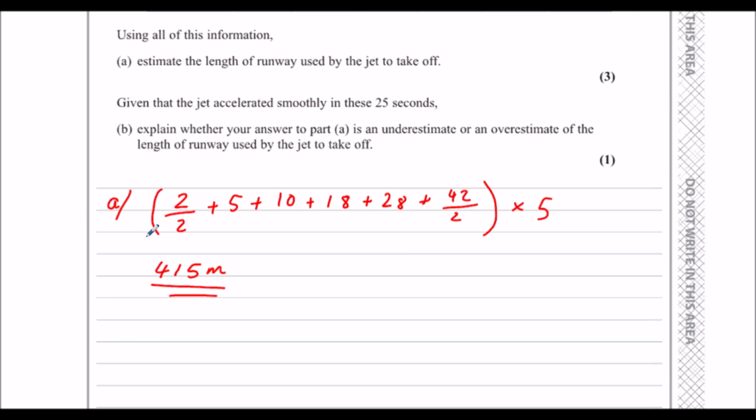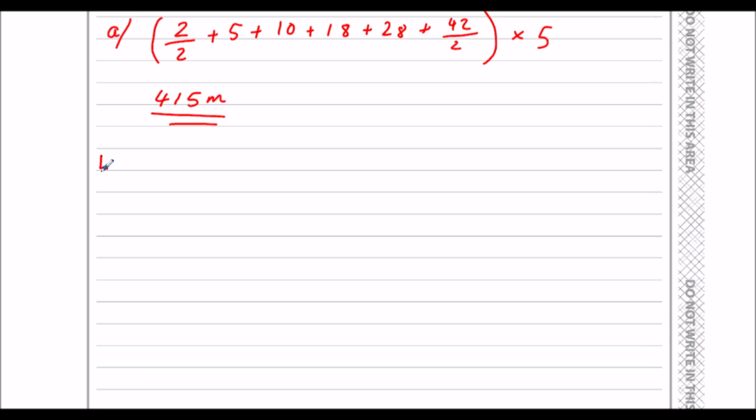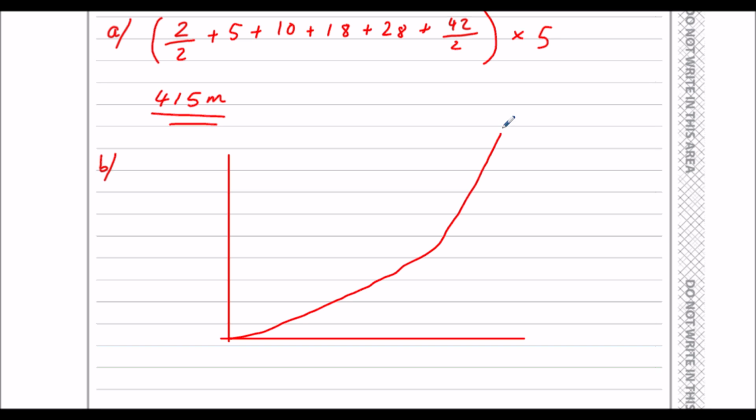Part B, given that the jet accelerated smoothly in these 25 seconds, explain whether your answer is an underestimate or an overestimate. So let's do a quick sketch here. Accelerating smoothly will give us a curved line going up, something like that. And we've used trapeziums to estimate.